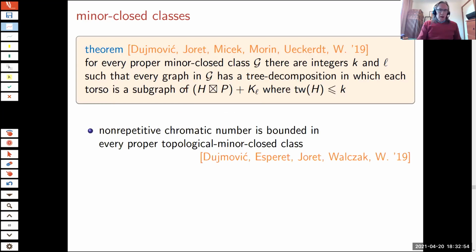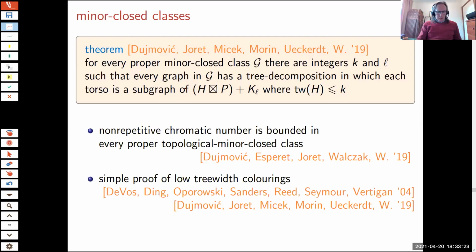So it implies that, for example, non-repetitive chromatic number is bounded in minor closed classes, and you can even get it in any topologically minor closed class. So that includes excluded subdivisions. Remember, it was open whether planar graphs have bounded non-repetitive chromatic number. We can actually do it in any minor closed class and even more.